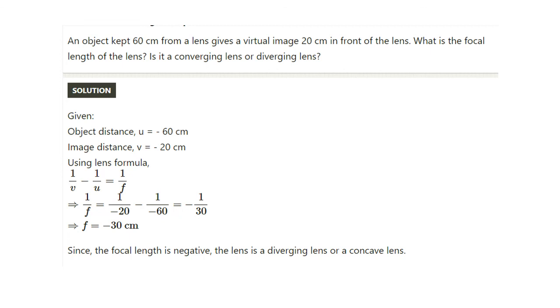It gives a virtual image. Now the moment it's a virtual image, that means it is in front of the lens. Hence V is also minus 20 centimeter. Now by applying the formula, we get F is equal to minus 30 centimeter. Now if it is minus 30 centimeter, that means focal length is negative. Who gets a negative focal length? We know a concave lens has a negative focal length. Hence this is a concave lens. So the focal length is minus 30 centimeter.